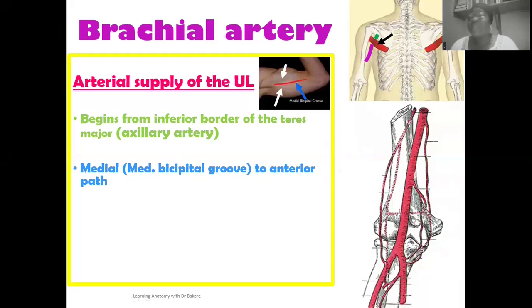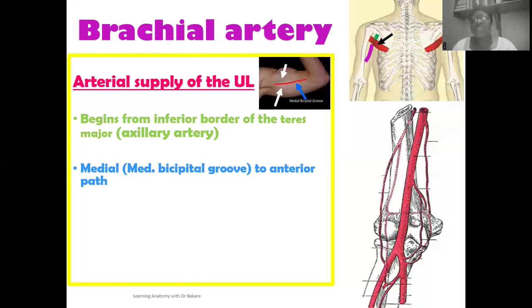Because we have a medial bicipital groove, we should expect to have a lateral bicipital groove, which of course is also a topographical landmark that is seen in the lateral region. And it is seen between the biceps brachii anteriorly and also the triceps brachii posteriorly, but it is located around the lateral region. So you see that after the emergence of the brachial artery, it is seen to then pass through the medial bicipital groove.